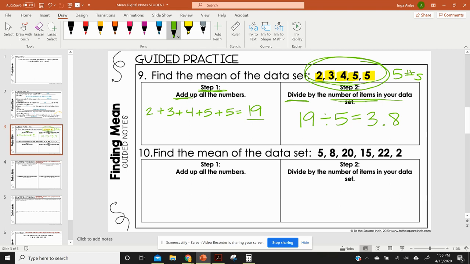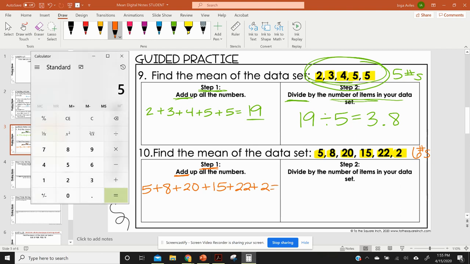Easy peasy. Okay, this second example that we're going to look at is number 10. So this time I'm actually going to start with counting the pieces. So we have 1, 2, 3, 4, 5, 6 pieces of data. So we have 6 numbers. Okay, first thing that we're going to do is add. Step 1 is add. So we're going to go 5 plus 8 plus 20 plus 15 plus 22 plus 2. Pull out my calculator. 5 plus 8 plus 20 plus 15 plus 22 plus 2.